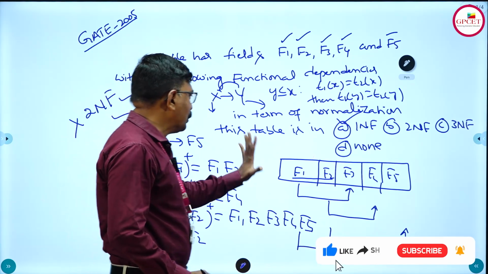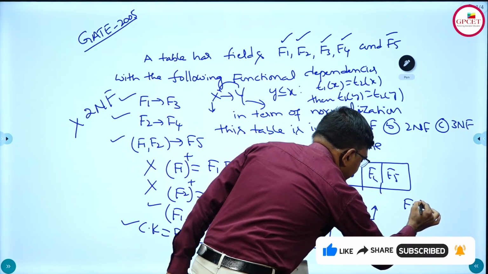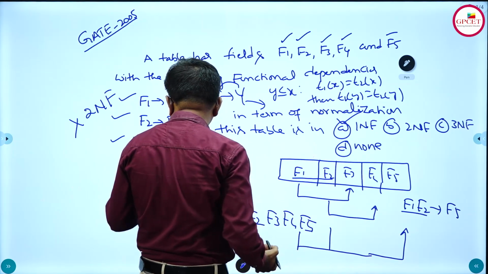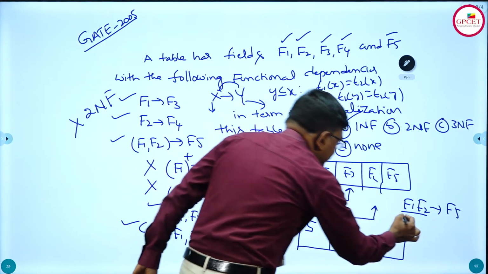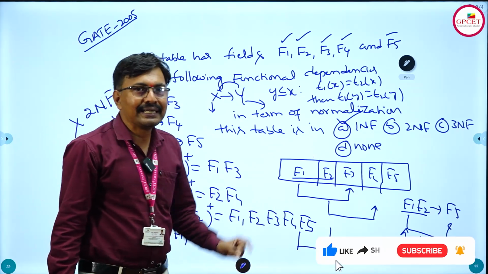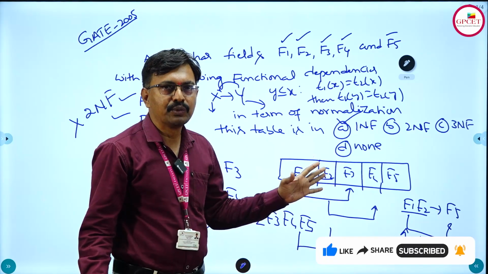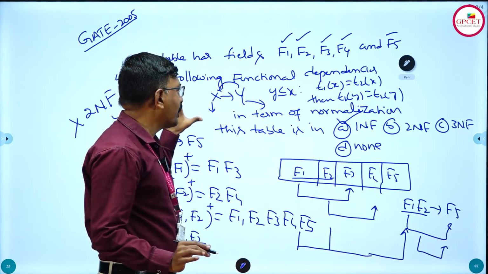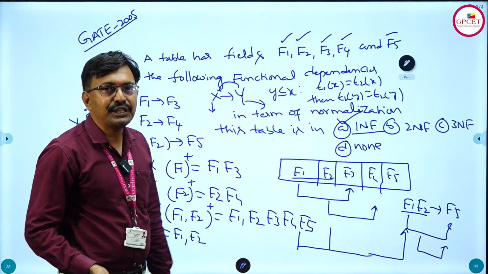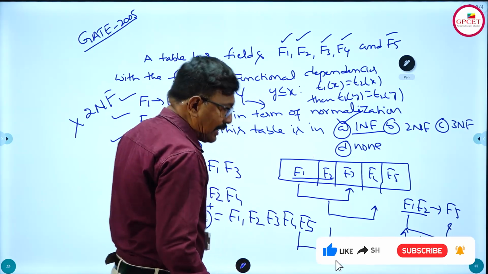F1, F2 is a candidate key. F1, F2 tends to F5. F1 is a part of the key, and F2 also is a part, that's why there is a partial dependency. In second normal form, there is no partial dependency; it is fully functionally dependent on the primary key. That's why the given problem is not in second normal form. It is in first normal form. First normal form states that it should have only simple, individual or atomic values. That is one example.